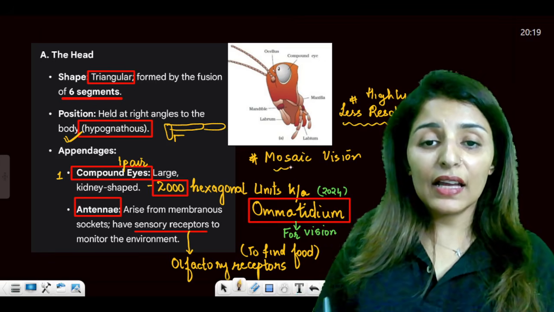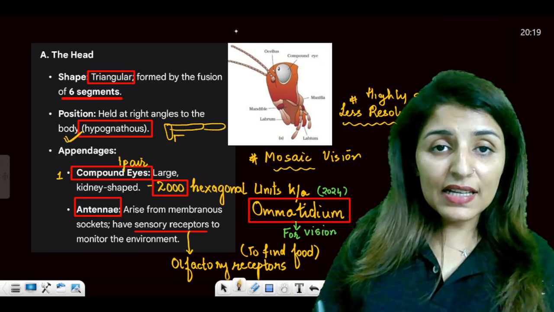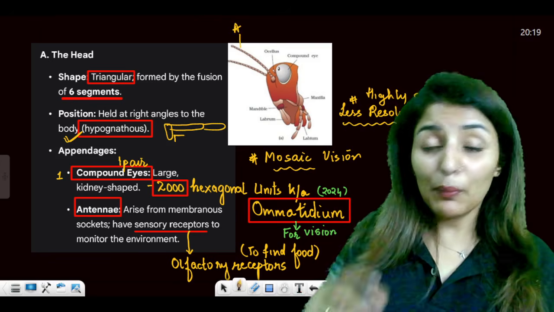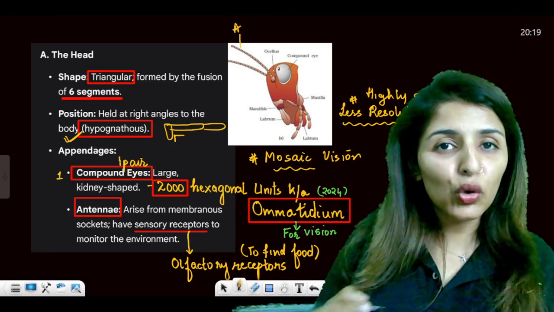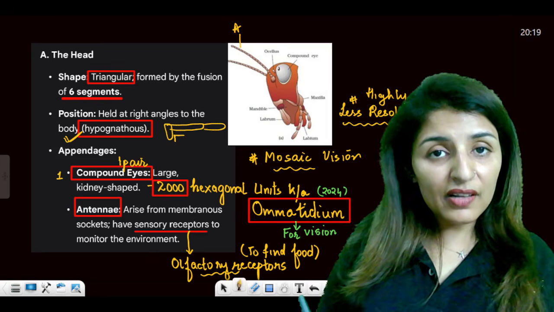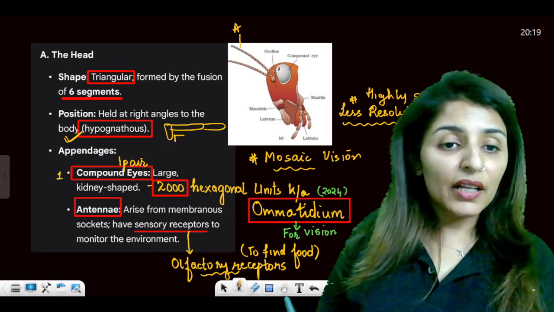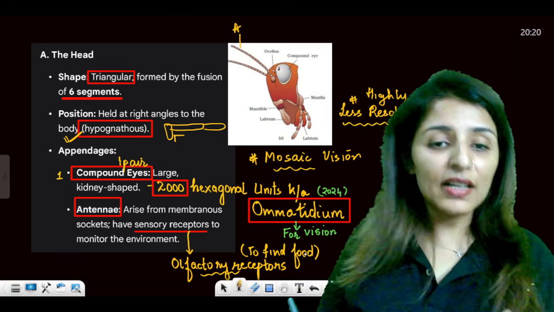Is this clear? And it is mosaic in nature. Then talking about the antenna. Now these antenna present on the head region, these are like nose. They contain olfactory receptors. These olfactory receptors means they are sensitive to smell. They help in locating food. There are two antennae and each are segmented.